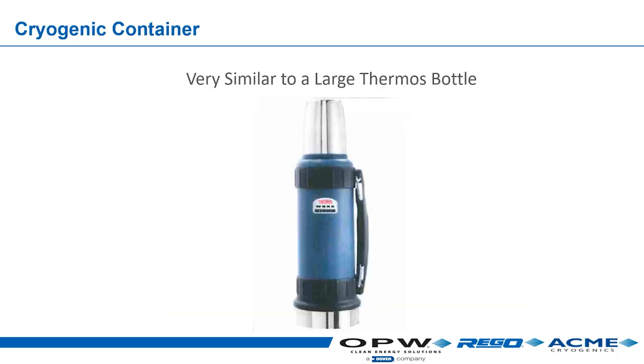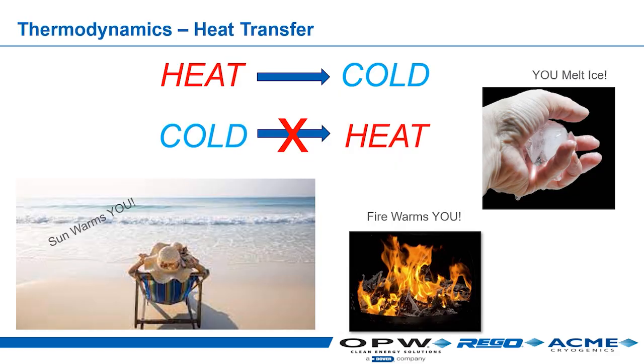Now we're going to talk about cryogenic containers and how they're made. Basically, just think of a thermos bottle, a bottle within a bottle. So we're going to talk a little bit about thermodynamics, which is an educated way of saying heat transfer. And basically, when making a cryogenic container, no matter the size, it's good to know a couple of rules about heat transfer, and that hot always flows to cold.